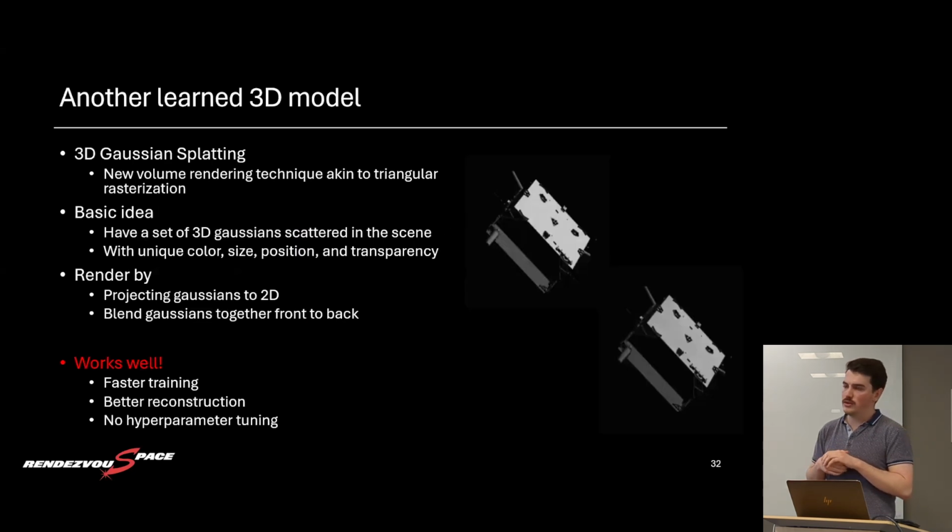A new approach from, I think, last year is 3D Gaussian splatting. So this is kind of akin to triangular rasterization. And the basic idea is that we have a set of 3D Gaussians kind of scattered in the scene with unique color, size, position, and transparency. To render, we're going to project them to 2D, and then we're going to add them up front to back. It works really well. There was no hyperparameter tuning at all, which we really like for autonomous systems in space. It's better reconstruction than we had before. I would say it's too good.